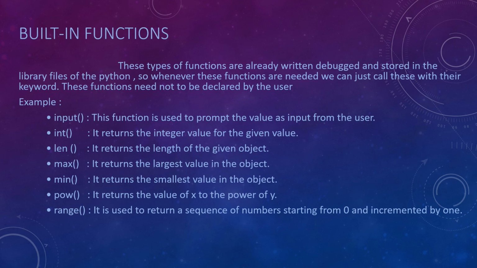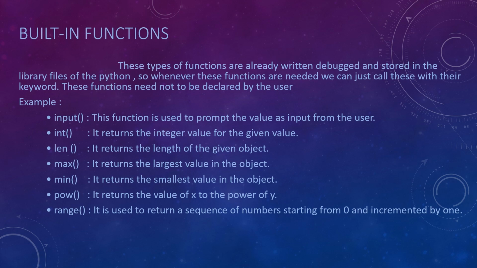Next, the len function. The len function gives the length of the given object. If you give a string, then the len function will return the length of the string, that is, the number of characters present in that string. The max function returns the largest value of the given object. For example, if you give a list of integer values and use the max function, it returns the largest number in the list.